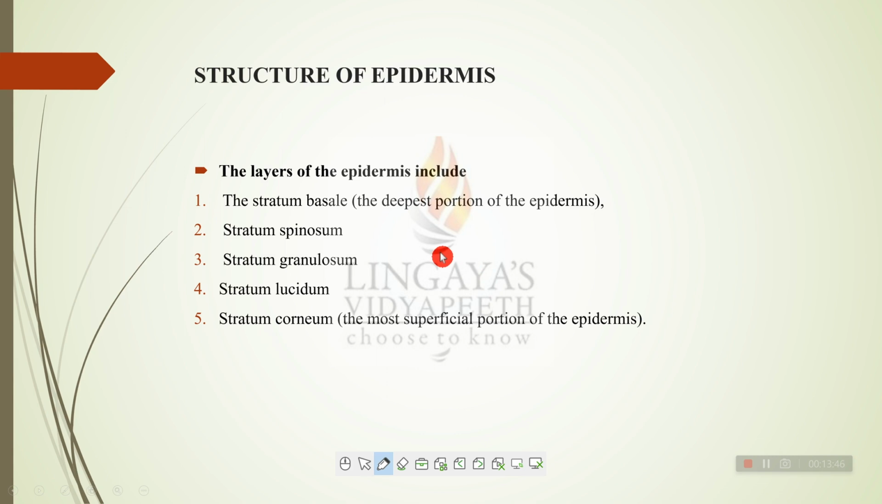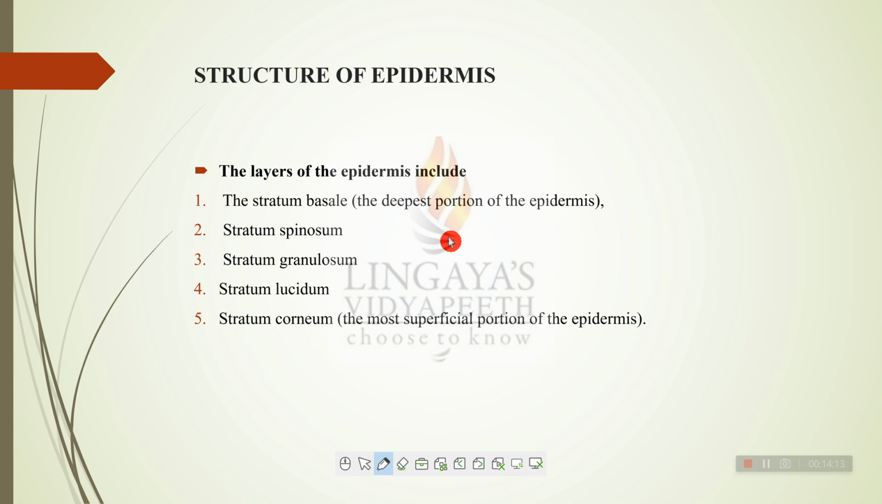Alright, now talking about the structure of the layers, we talked that there are 5 layers present in the thickest skin, and 4 layers are present in the thin skin. So here you can see the 5 sublayers of the epidermis. The first one is the stratum basale, which is the deepest portion of the epidermis. We will move from the deepest to the superficial one.